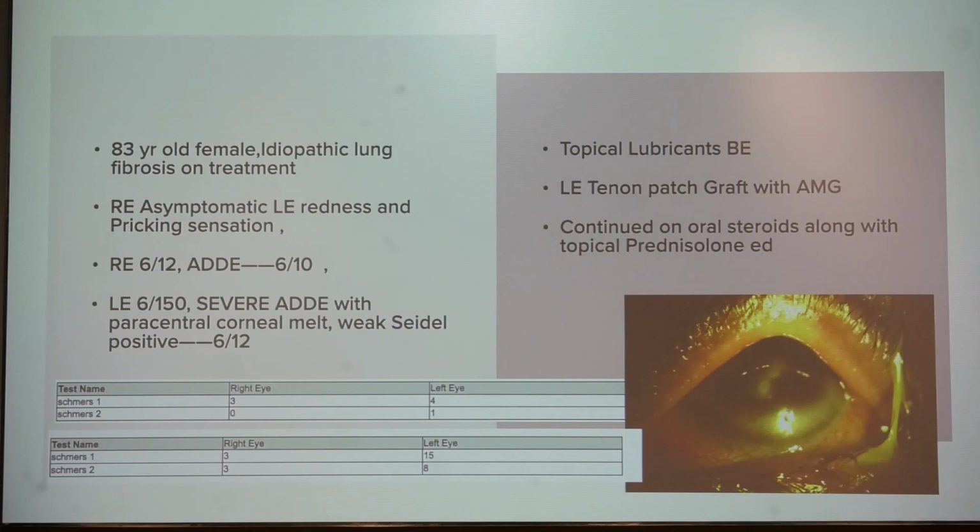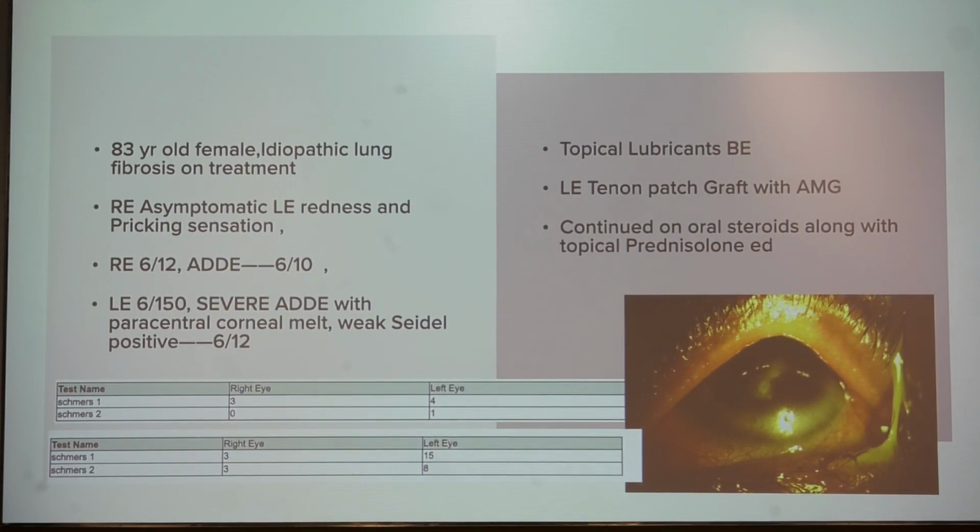This is another patient, an 83-year-old female, right eye asymptomatic, a known case of idiopathic lung fibrosis. In the left eye, she had sudden deterioration of her symptoms since a few days. When you look at her, she had a corneal melt with Seidel's positive in the central corneal area. So this patient was advised to undergo a Tenon's patch graft with AMG, which was done immediately.